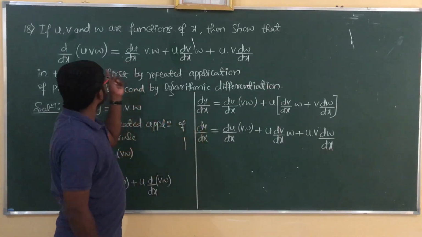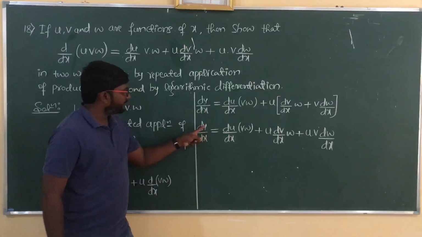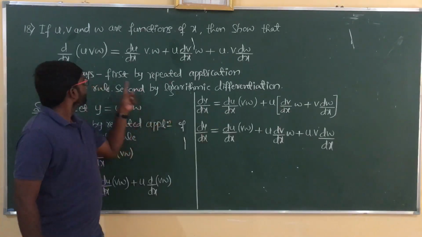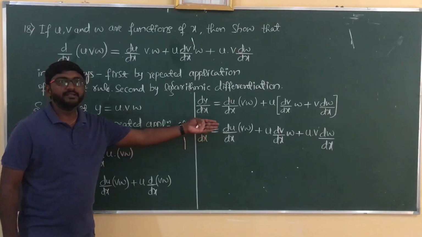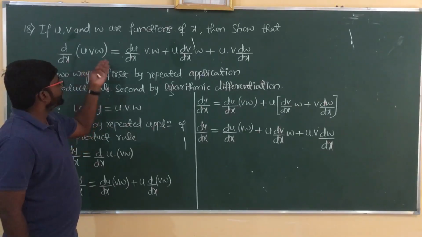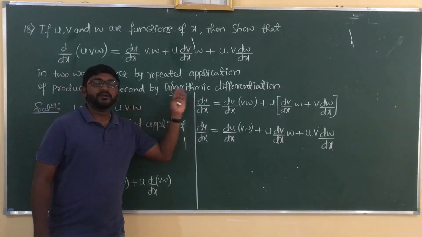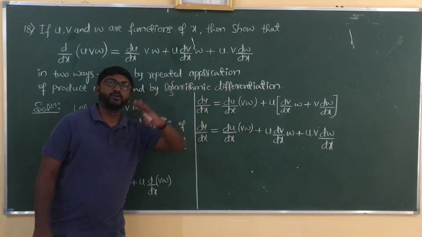So see here, dy by dx which is equal to, so we have got the same term. Here we have to replace y by uvw, that I have considered in the beginning. So we got the answer by the first method. So you will have to solve the same question by second method, that is by logarithmic differentiation. So take the second method as assignment. So pause the video to put it down.